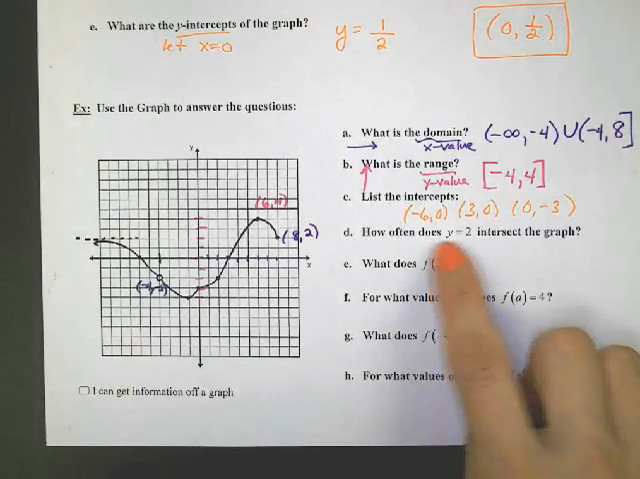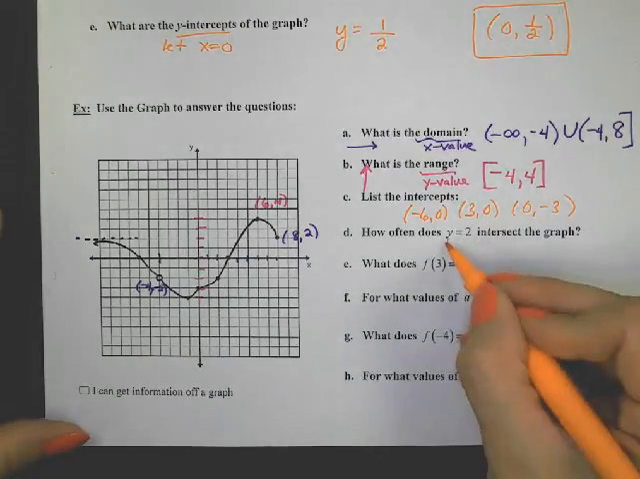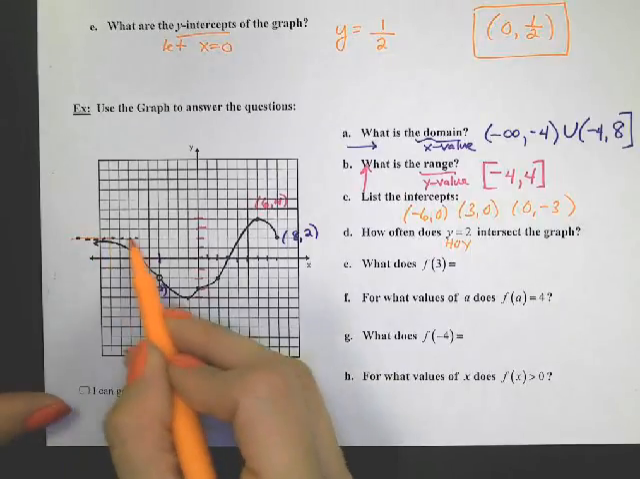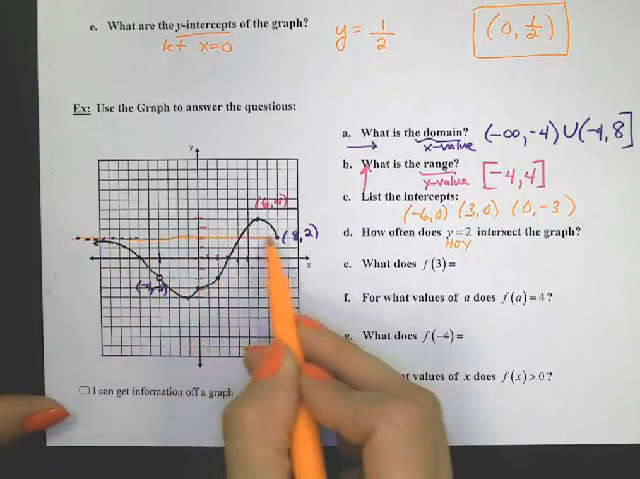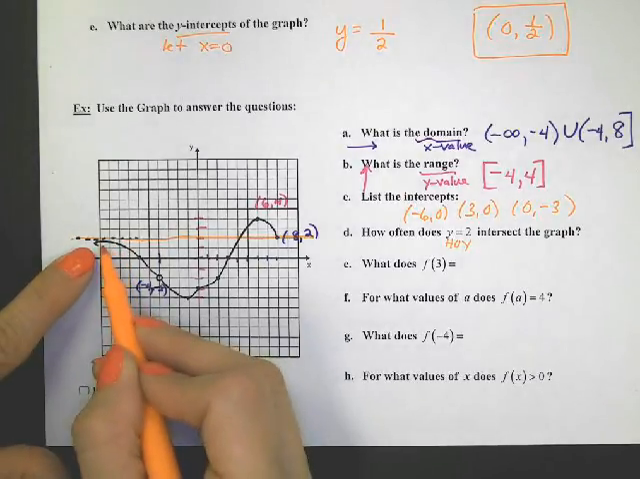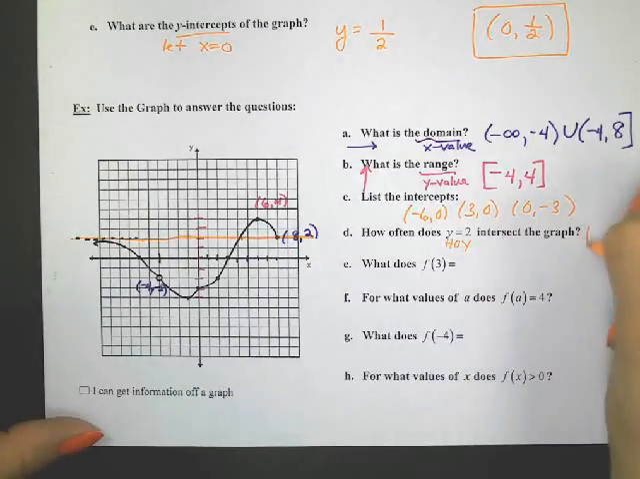How often does the line y equals 2 intersect the graph? So that's y equals 2. Let's draw a horizontal line here. Now I notice that the graph is getting closer and closer, but not touching 2 there, not touching. It does intersect y equals 2 twice.